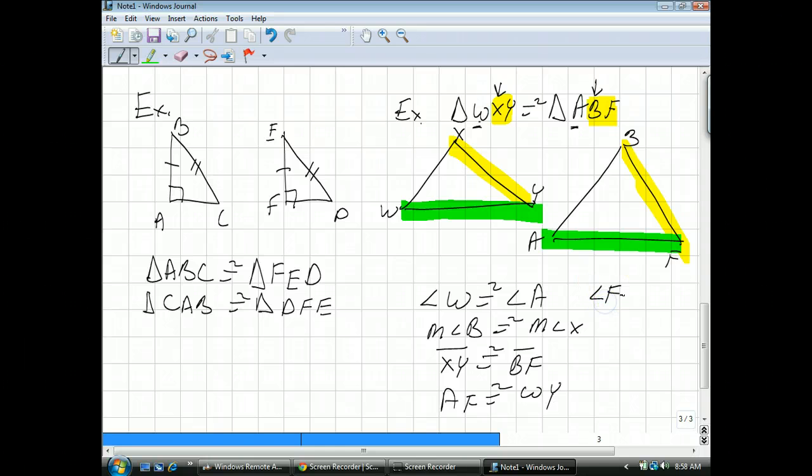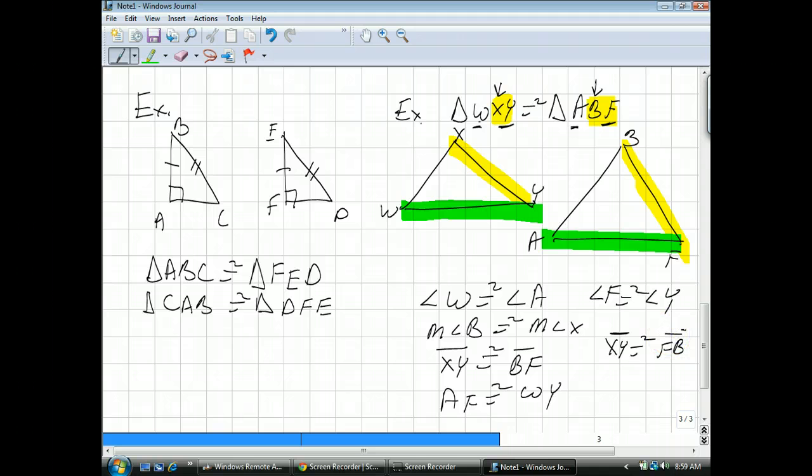Angle F corresponds to angle Y, because they are in the same position when listed. Okay, and segment XY has to be congruent to segment FB.